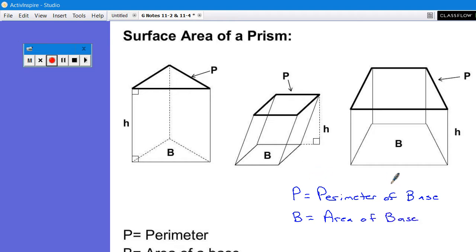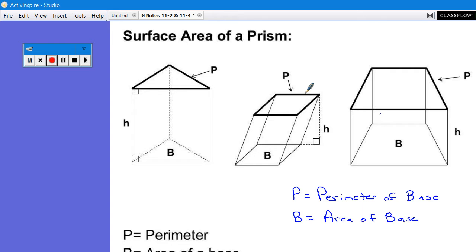So that area of the base is going to use a different formula depending on what shape it is. For example, in this one, we would use 1/2 base times height. That's because we'd be dealing with a triangle. If you were doing this one over here, it'd be a trapezoid. That's 1/2 times height times base 1 plus base 2. But we've already done a test on that. We've already done an entire chapter on area, so that shouldn't be hard for you.